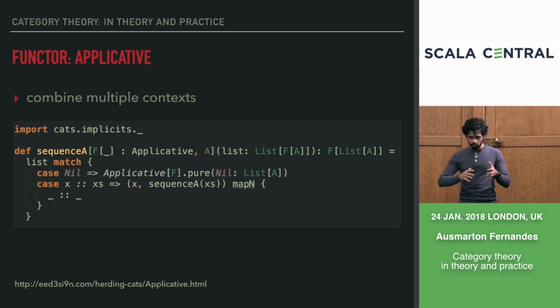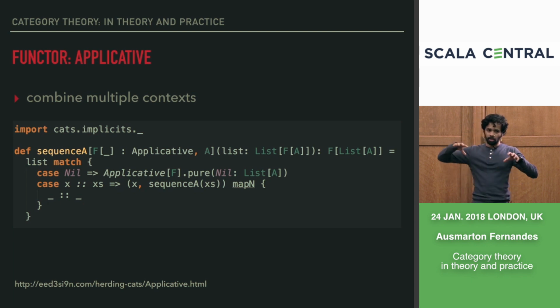What it allows you to do is combine multiple contexts together. One of the operations I've used earlier is sequencing multiple options. If you have an option of lists, or a list of options, and you want to merge them together, you could use something like that. In this case, sequence would allow you to invert the context from a list of options to an option of a list.